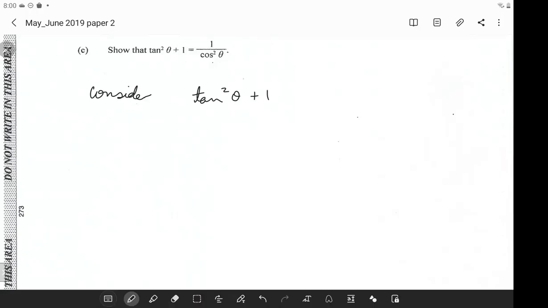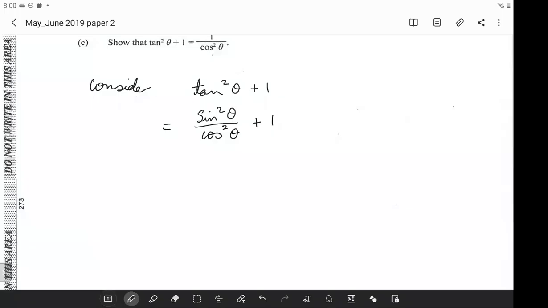Now, what is tan? Tan is sine over cosine. So this is equal to sine squared theta over cosine squared theta, plus 1. We can get a common denominator, so everything is over cosine squared of theta. And now 1 could just be written as cosine squared theta over cosine squared theta, or 1 over 1 times cosine squared theta, which is cosine squared theta.